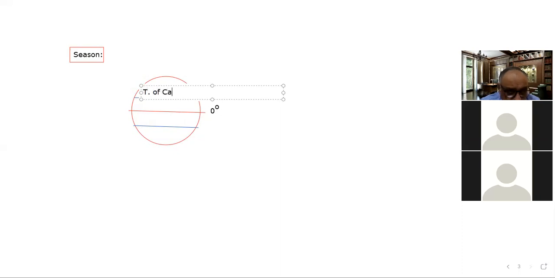I'm writing here T of Cancer, which means Tropic of Cancer. And this line is known as the Tropic of Capricorn. Let me write it here again, Tropic of Capricorn. So this blue line is the Tropic of Cancer, and this blue line is the Tropic of Capricorn.